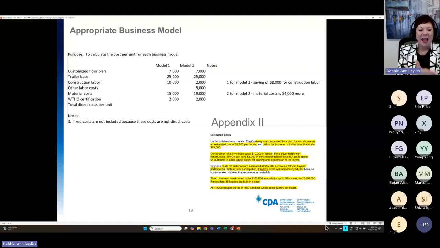So again, now I have extracted the important information. There's something here that talks about fixed overhead and that it's estimated to be 100,000 annually, so again, fixed costs, but up to 16 homes. If they build more than 16 homes, it's going to be 160,000. Oh, that's an important case fact.